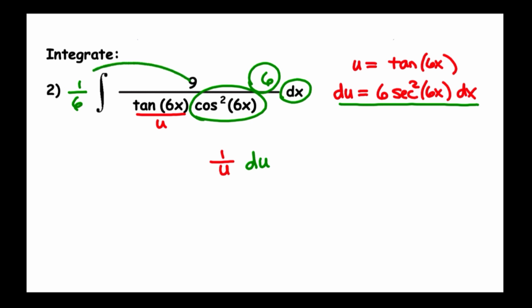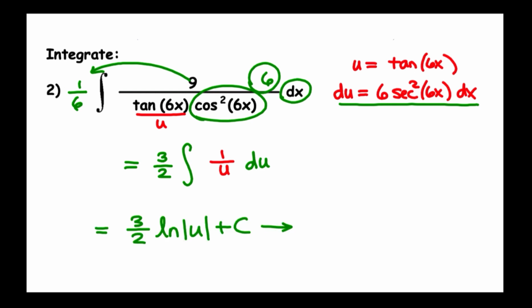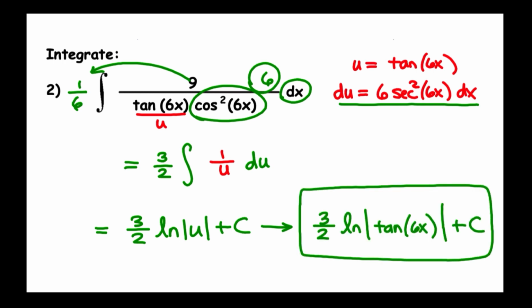The rest of it will become 1 over u. I'm going to kick the 9 out. In front will be 9/6, which reduces to 3/2. And of course, the integral of 1 over u du is natural log of u. So our answer is going to be 3/2 natural log tan of 6x plus c. And just like last problem, you should have absolute values around the tangent of 6x, just to ensure that it won't be negative because you can't take the natural log of a negative number.